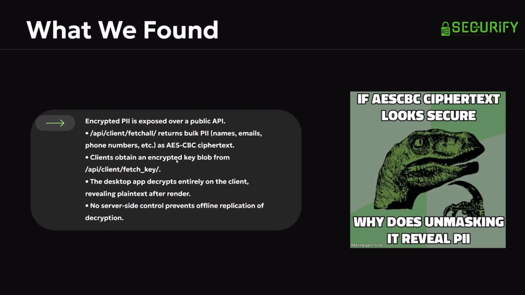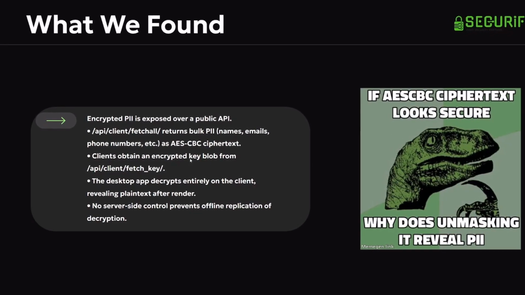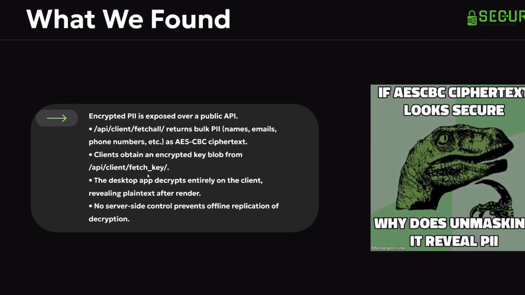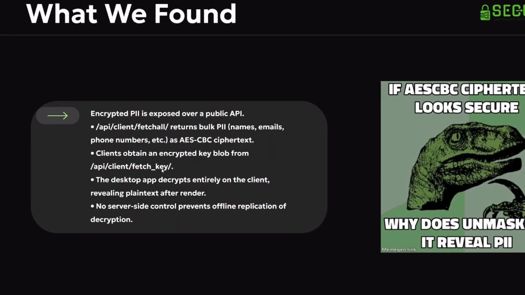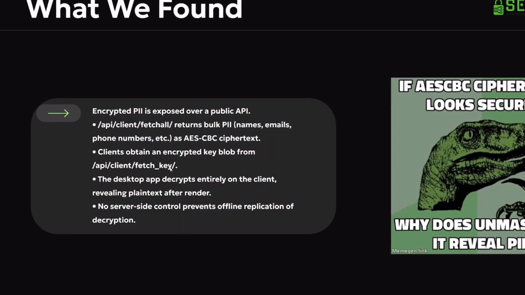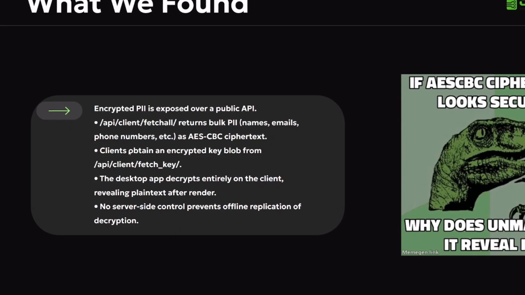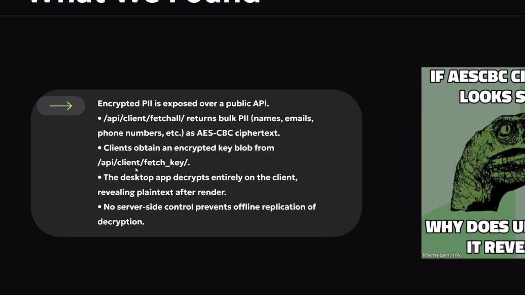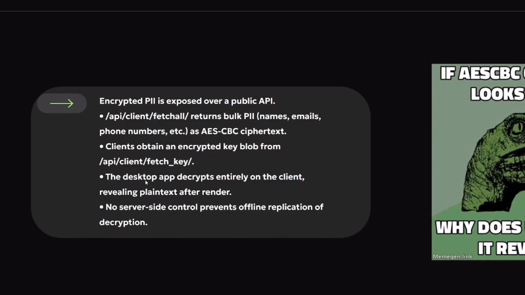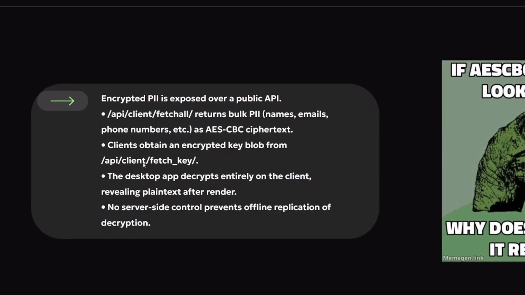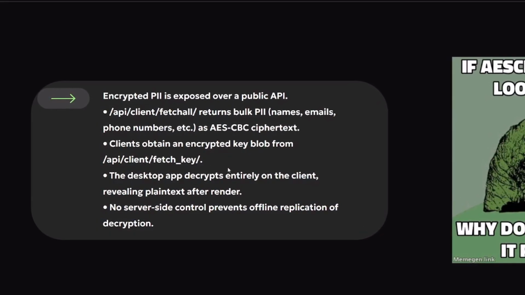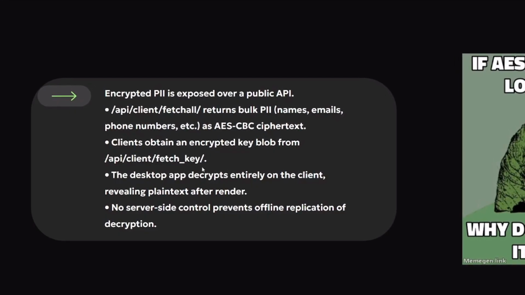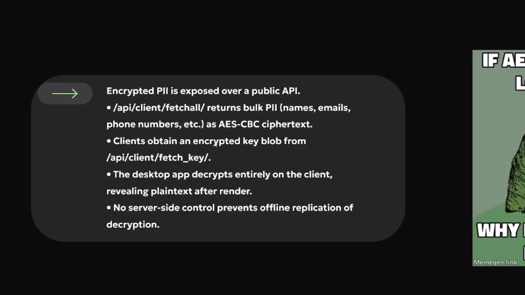However, when analyzing the network traffic of the live application, we identified that there was a call being made to fetch_key. We'll see in another slide how this came into the picture and how it could be used and what exactly it is being used for. We also noticed that the desktop application is doing the same thing, calling the fetch key and storing it for decryption.